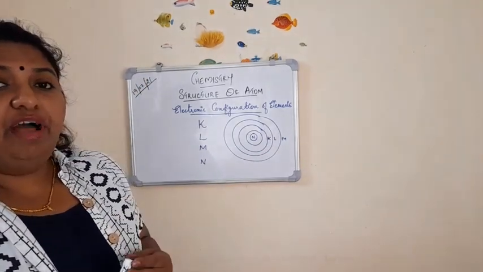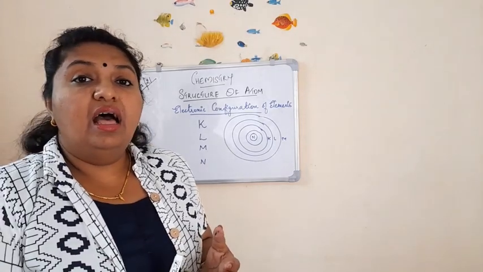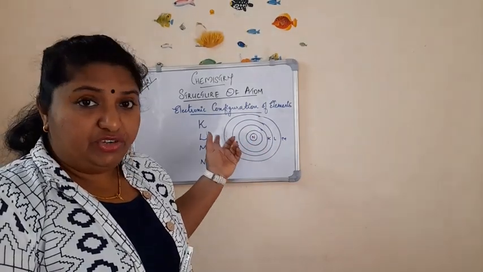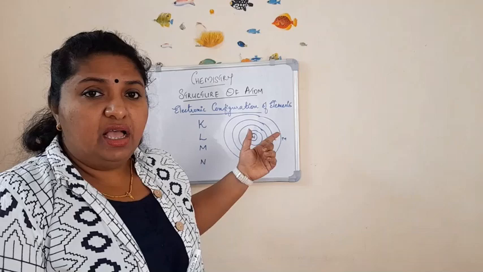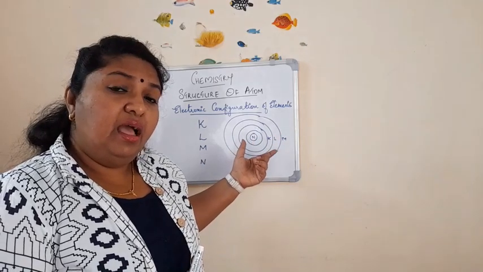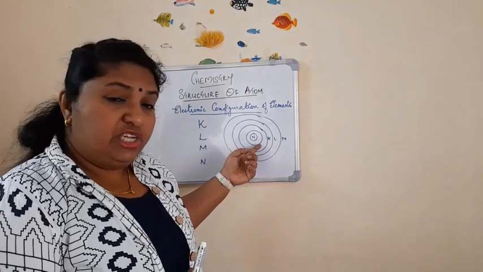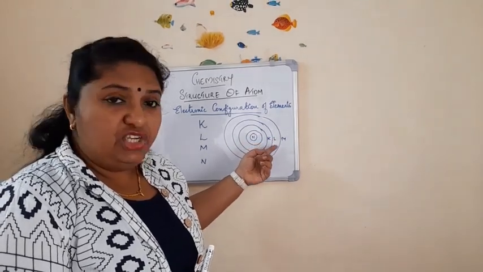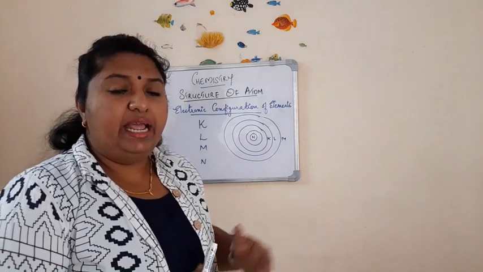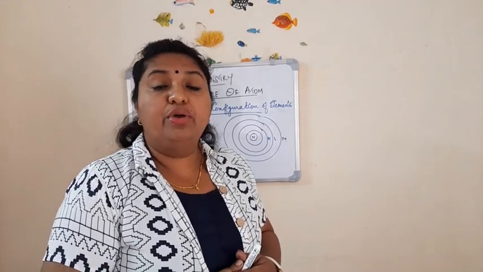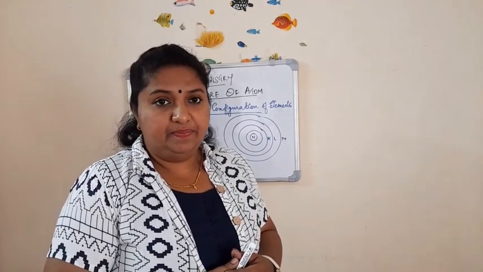So, we are going to find out how the electrons are revolving around. We all know that electrons are revolving around the nucleus. Does each shell contain the same number of electrons? Does the K shell have the same number of electrons as the L shell? How are the electrons arranged? We are going to study it.